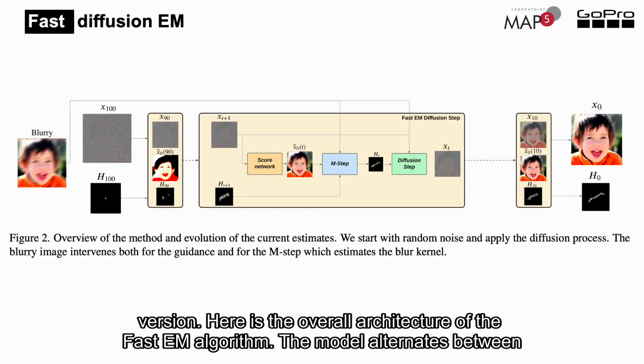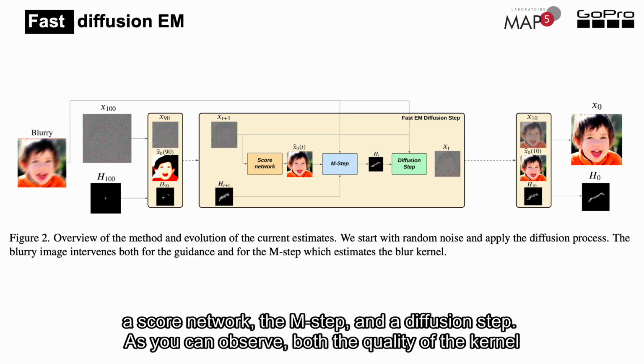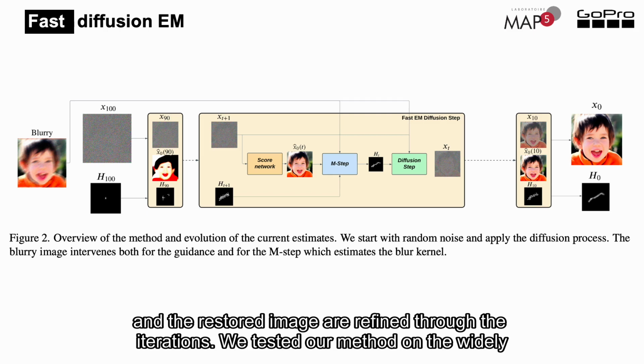Here is the overall architecture of the FastEM algorithm. The model alternates between a score network, the EM step, and a diffusion step. As you can observe, both the quality of the kernel and the restored image are refined through the iterations.